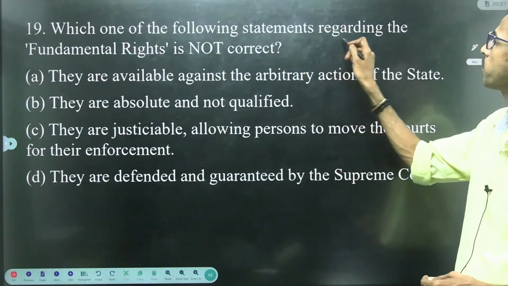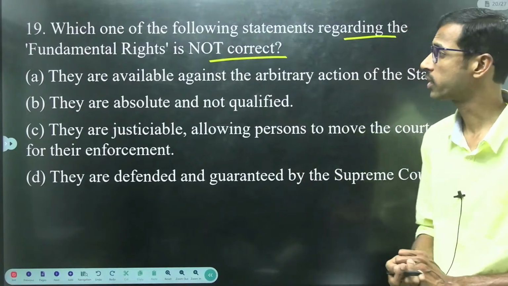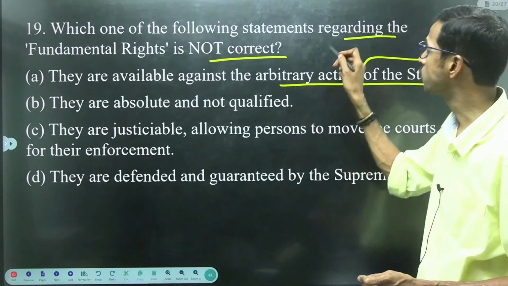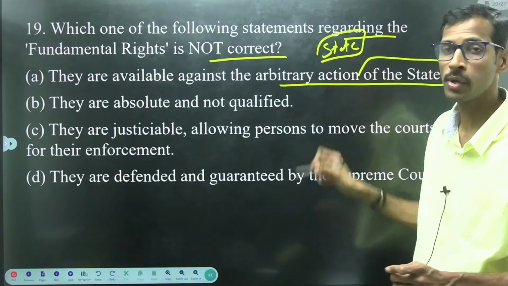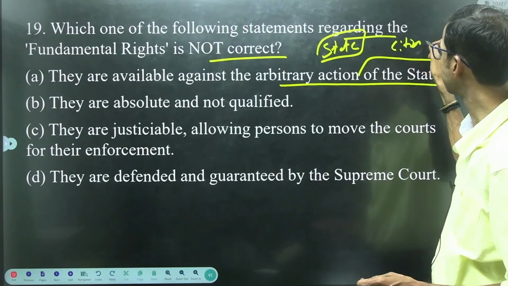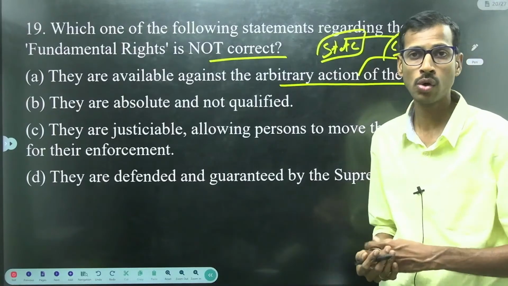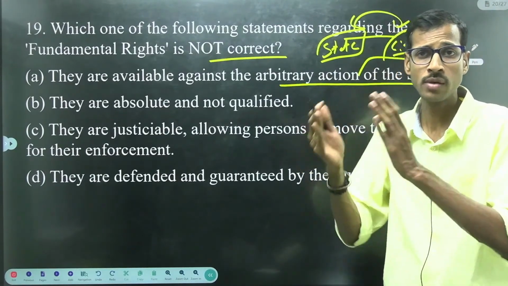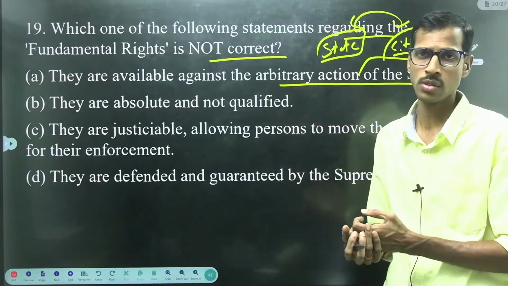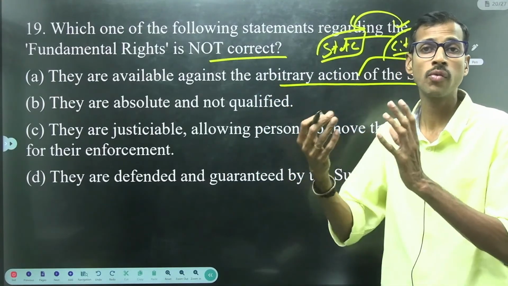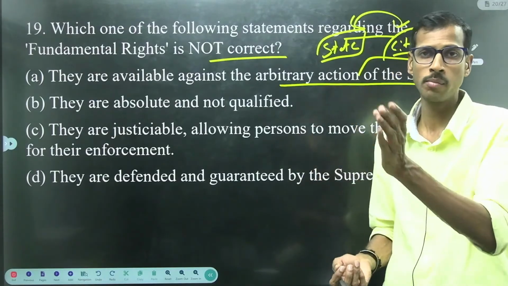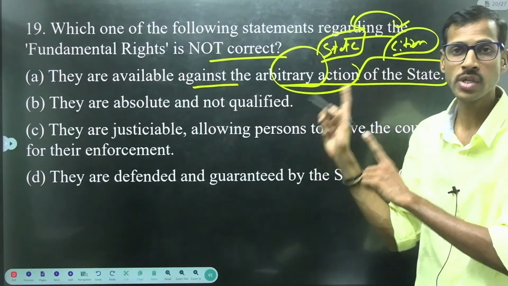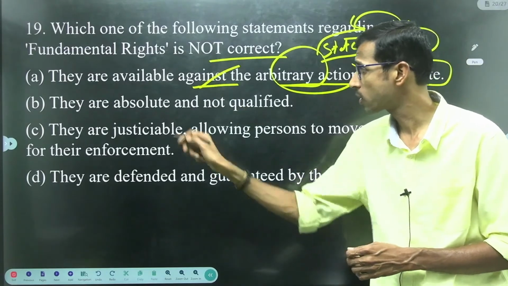Which one of the following statements regarding the fundamental rights is not correct? Very important here. Fundamental rights are available against the arbitrary action of the state. In the Constitution, the state has some responsibilities to govern the people, and citizens also have some rights to control the state. Whenever a violation of fundamental rights happens, the Supreme Court, the judiciary, will intervene immediately. So they are available against the arbitrary action of the state. This is correct.